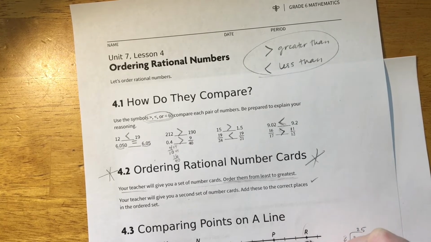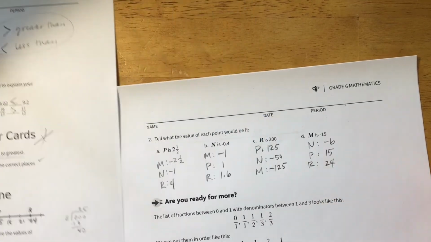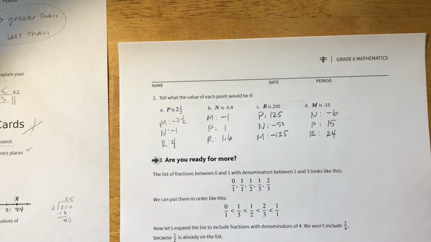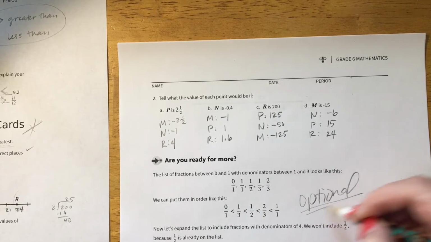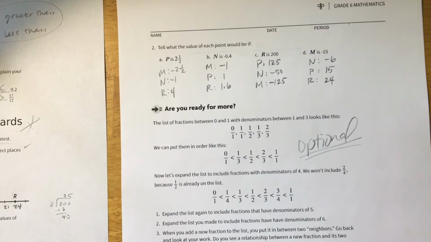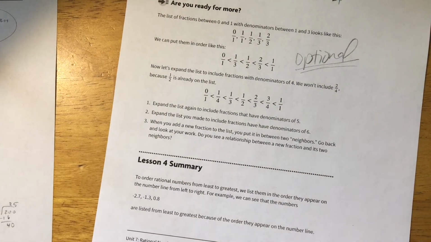18, 21, 24 is R. 24. Done. Look at that. We just finished our lesson number 4. Again, optional. If you want to try this one, it's a good one. The only thing left is the lesson summary, which is a real short one. There is a graph on there too.